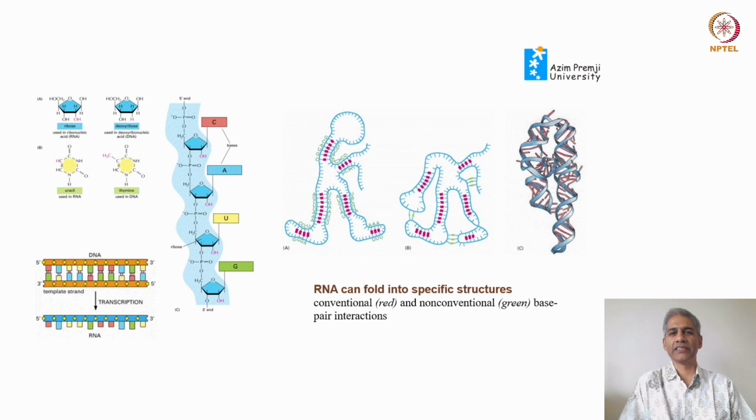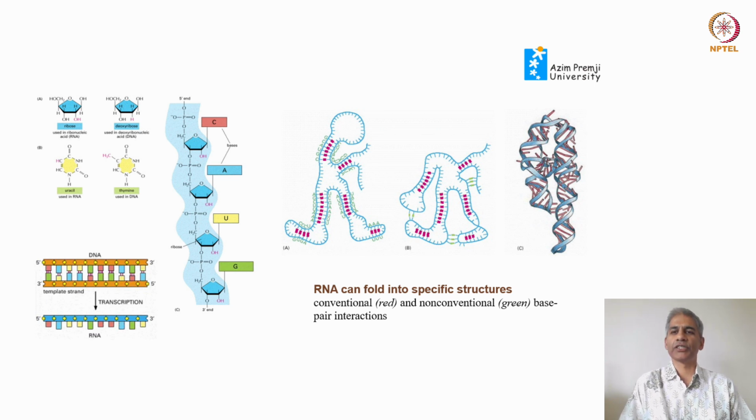So you can have the standard GC pair, and then instead of the AT pair, you will have the AU pair. Because it can base pair over short stretches, it can confer stability to the RNA molecule, and it can also give it some structure. The other thing to note is that you can also have non-conventional base pairing. So apart from the GC-AU pairing, you can have base pairing between other kinds of bases also.